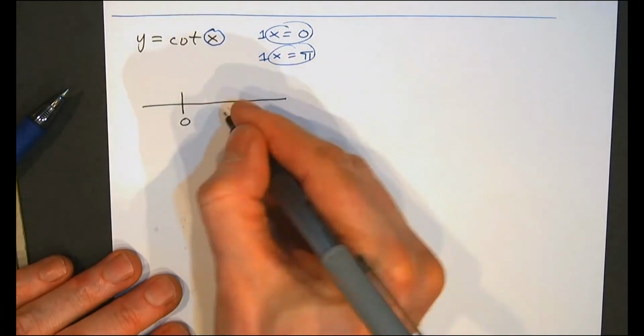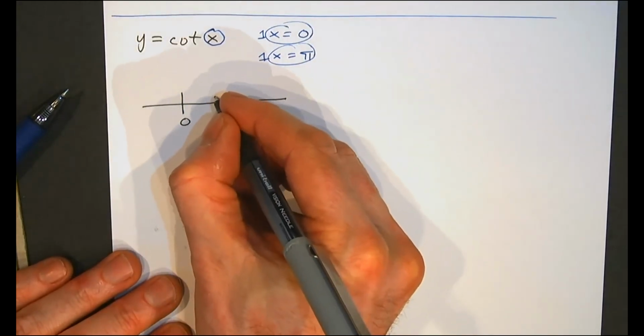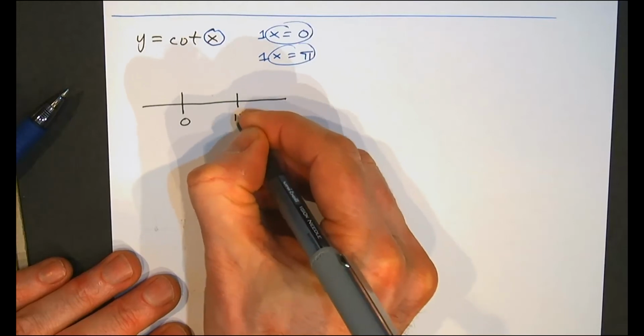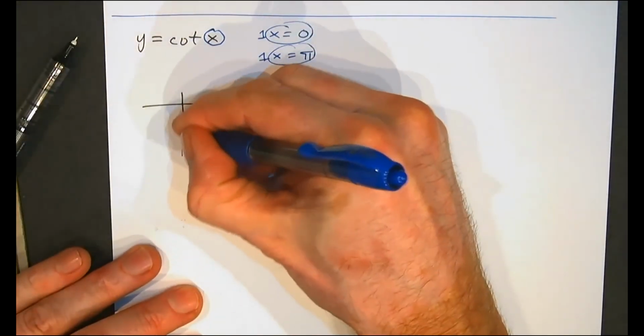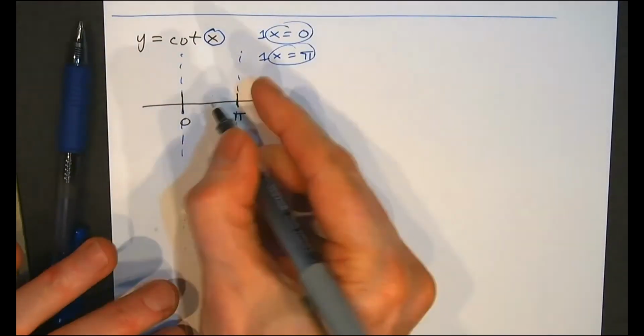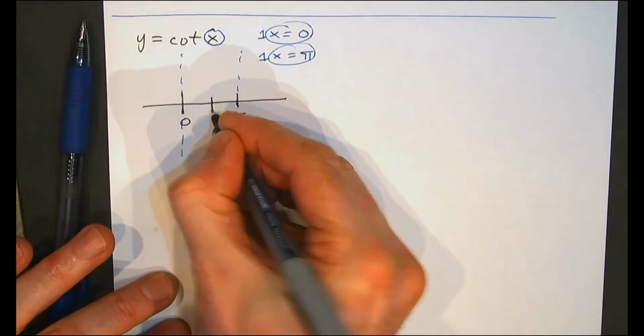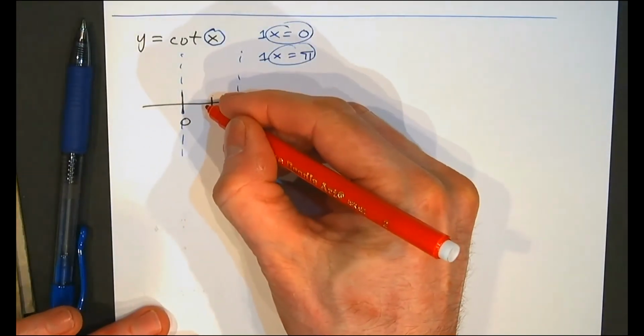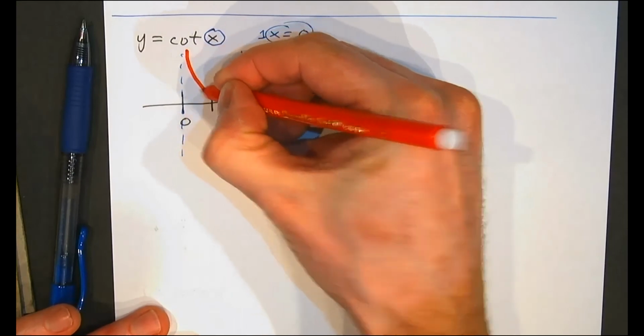X is 0, x is pi. So here's 0. Here's pi. Take your asymptotes. And when you draw a graph, don't forget, put a line in between, because we always need 2 spots so you can hit the middle. And whoa, wait a minute, cotangent, the opposite.